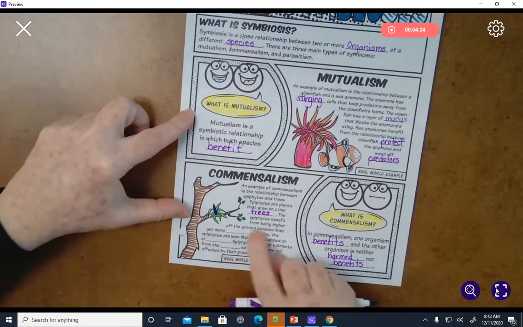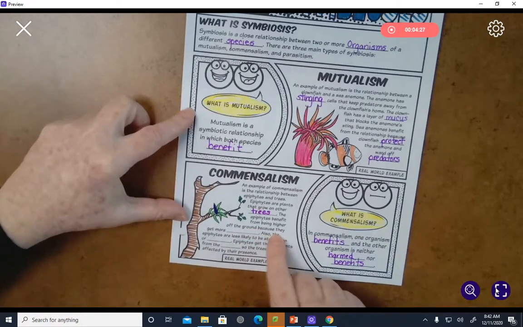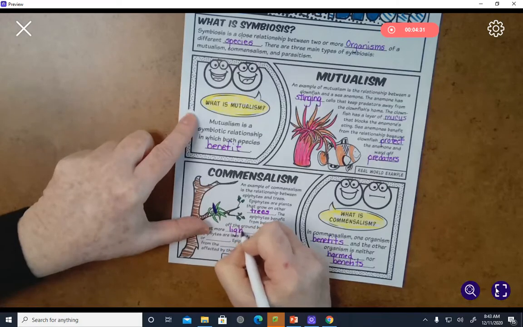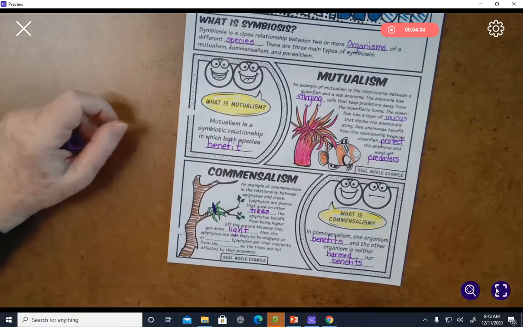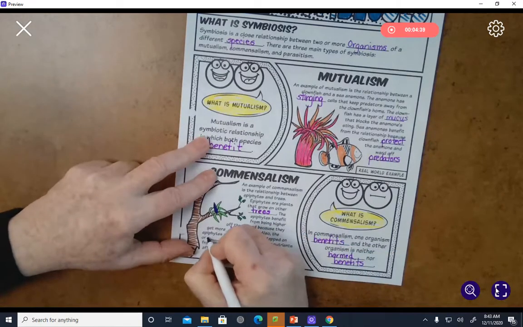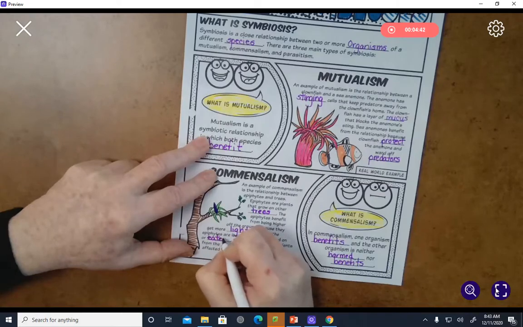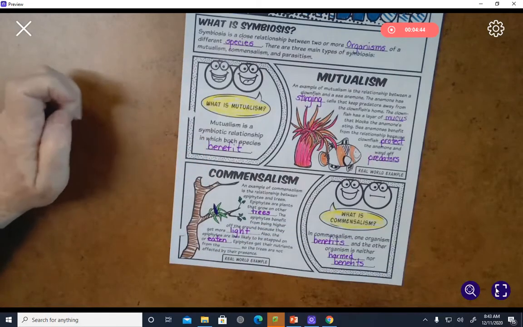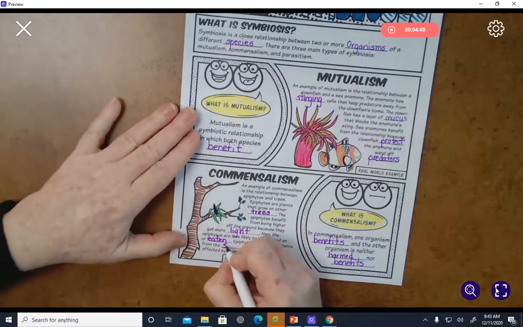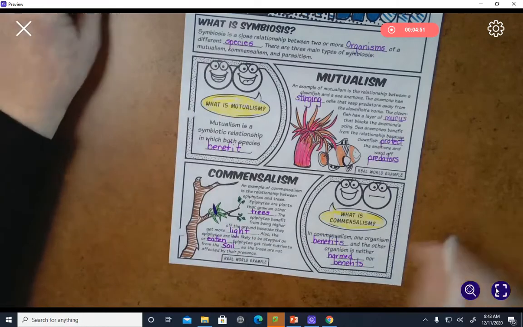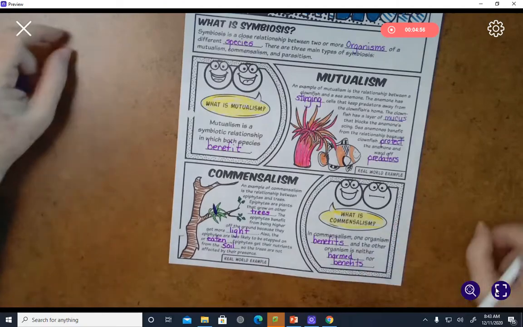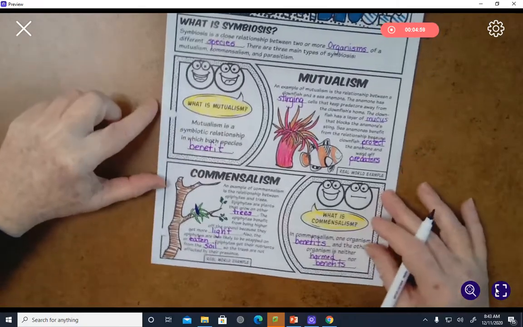The epiphytes benefit from being higher off the ground because they get more light. Also, the epiphytes are less likely to be stepped on or eaten. Epiphytes get their nutrients from the soil. So the trees are not really affected. They're not feeding off the trees. The trees are just boosting them up.